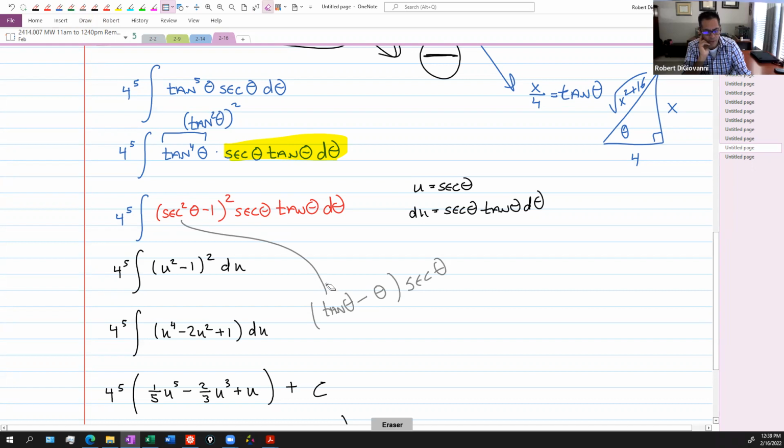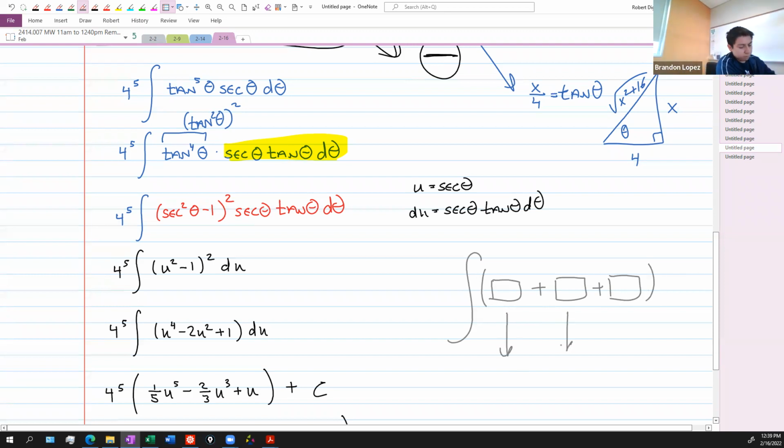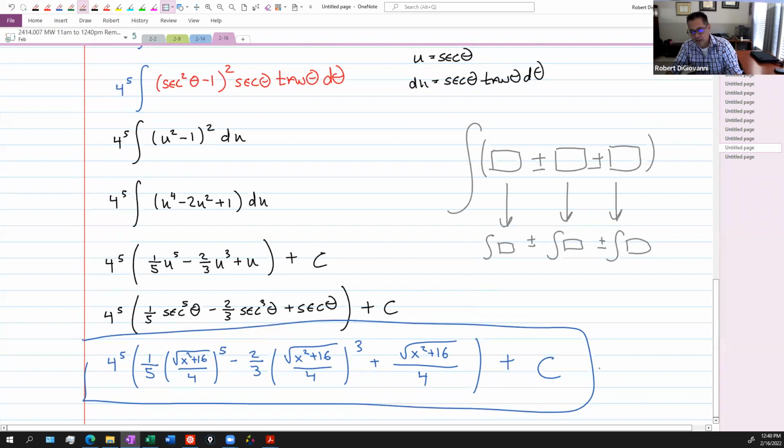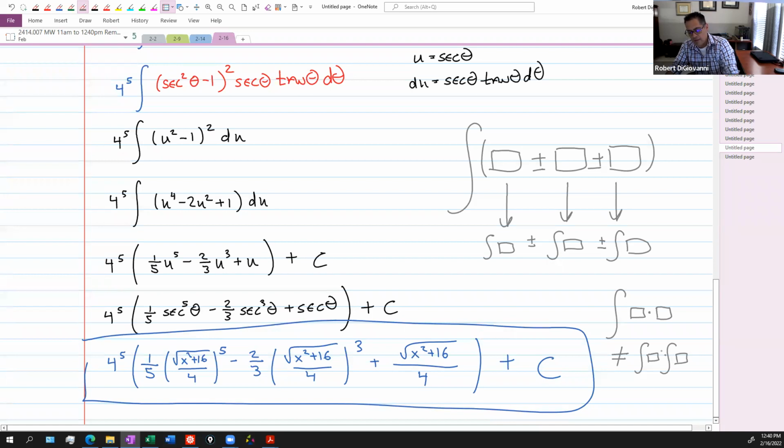Well, the problem is that when we have an integral of something plus something and you want the antiderivative, you can just do each one separately. The integral of that one, the integral of that one, and you're fine. As long as there are pluses or minuses, you're good to do that. But if there's multiplication, you can't. If you have something times something, it is not okay to do the integral of the first part times the integral of the second part. That's not okay.